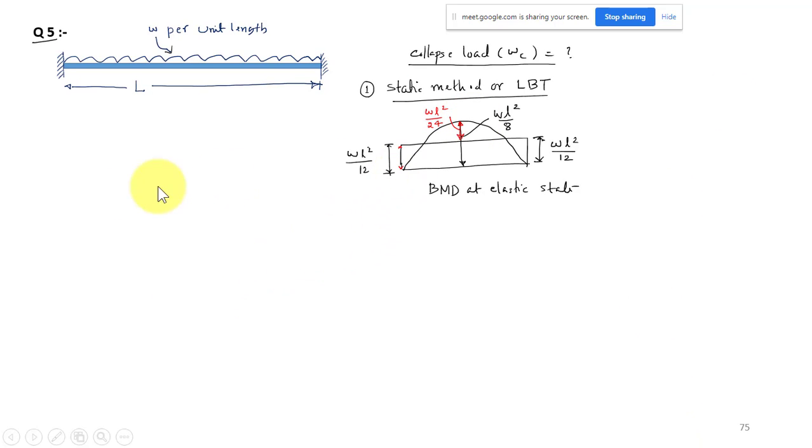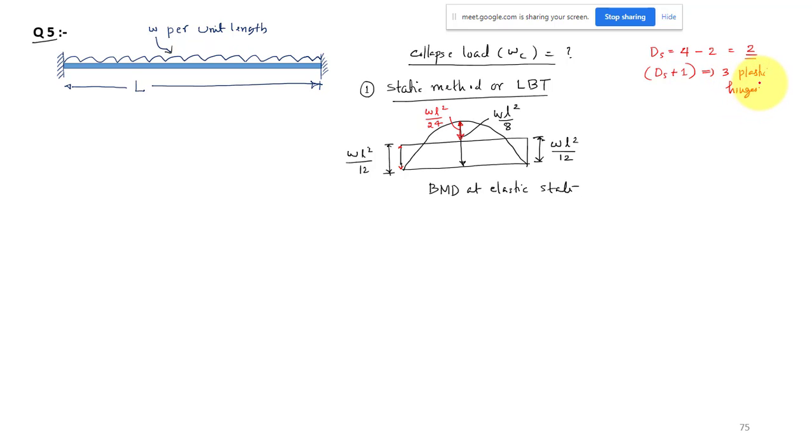So it is a fixed beam, and the degree of static indeterminacy is 4 minus 2, which equals 2. That means for failure we need ds plus 1, that is 3 plastic hinges. Only then will this structure fail. So 3 plastic hinges will be required.